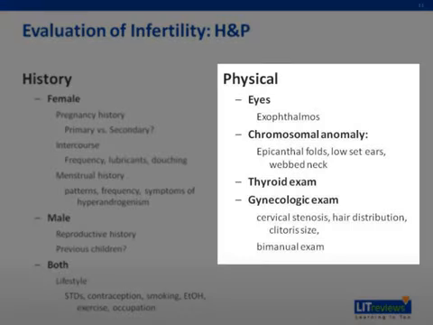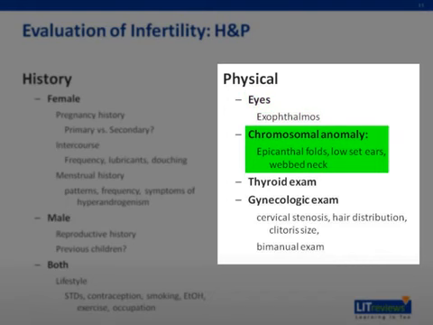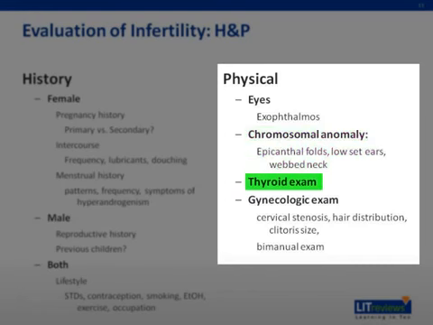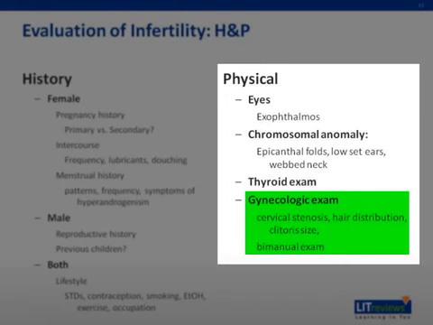The physical exam is also important and can be helpful when you find something obvious like exophthalmos. Chromosomal problems can oftentimes be undetectable, but these things can tip people off if they have syndromic findings of epicanthal folds, low-set ears, webbed necks, etc. A thyroid exam can also be helpful if you see a nodule. Obviously, a GYN exam is important to look for stenosis or evidence of hyperandrogenism, fibroids, ovarian masses, or anything else abnormal.